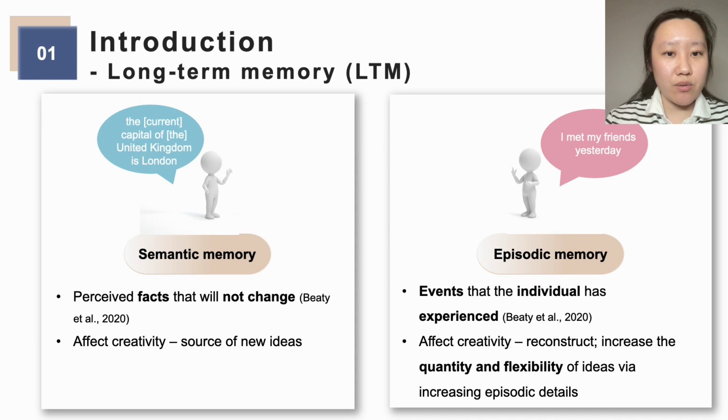There are 2 categories of long-term memory which are important. The first one is semantic memory and the other one is episodic memory. Let's start with semantic memory. Semantic memory usually refers to facts or concepts that will not change based on the time, based on the location, or based on your experiences. For example, the current capital of the United Kingdom is London. It will not change based on where you are. It will not change based on your experiences.